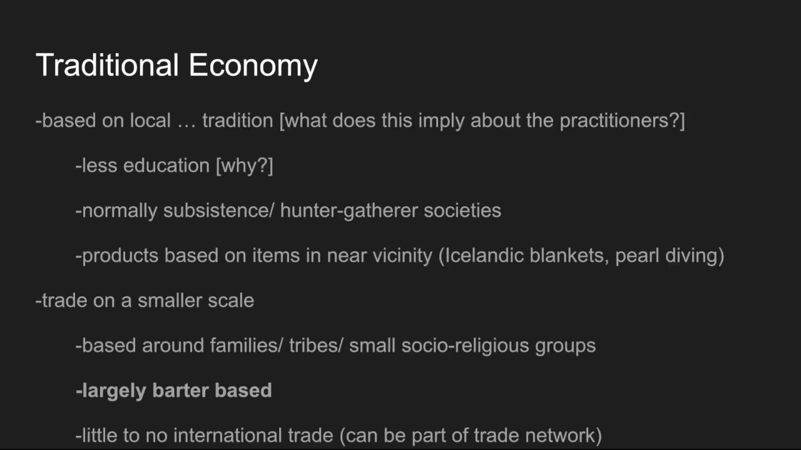Going to jump into the three big types of economy. Well, two big types and one little one.